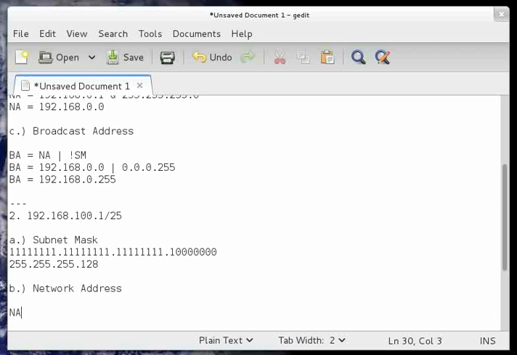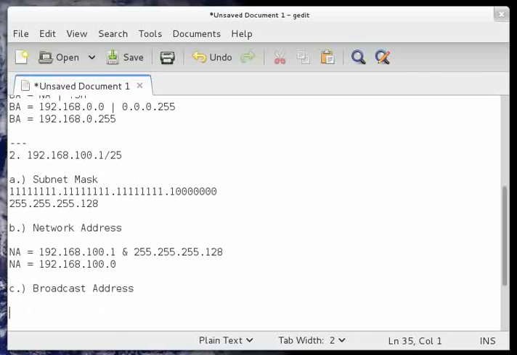Then we compute the network address. In this case, the IP address is 192.168.100.1. Then we do a logical AND with the subnet mask, which is 255.255.255.128. And then we compute the logical AND for each and every number. 192 AND 255 is 192, 168 AND 255 is 168, 100 AND 255 is 100, 1 AND 128 is 0.